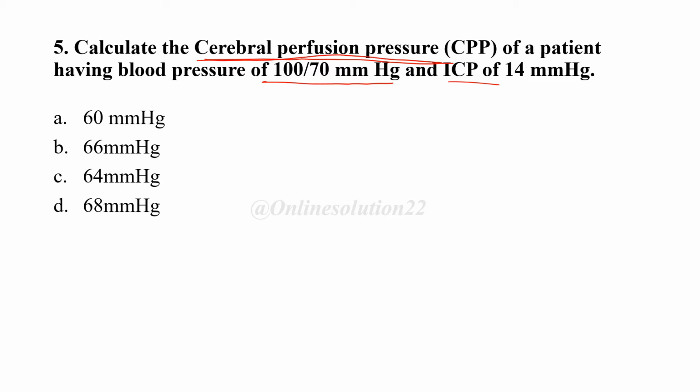It is a net pressure gradient that drives oxygen delivery to cerebral tissue, and it is the difference between mean arterial pressure and the intracranial pressure, and it is measured in millimeter of mercury. So this CPP is the difference between mean arterial pressure and the intracranial pressure. So here, how to find this CPP?